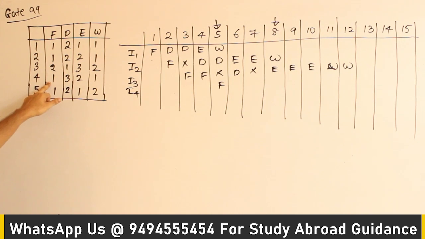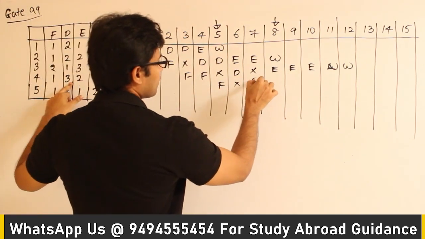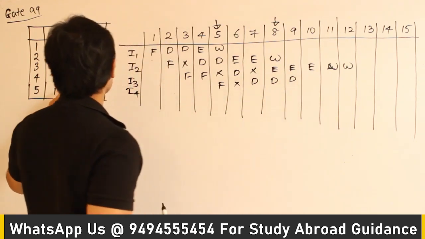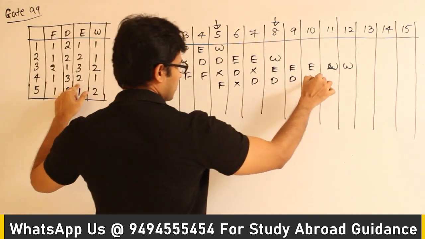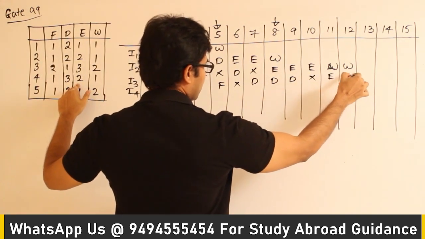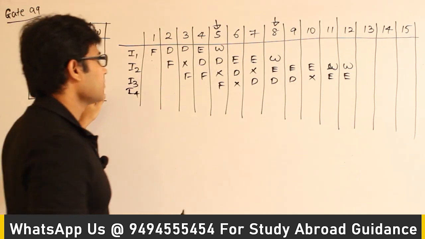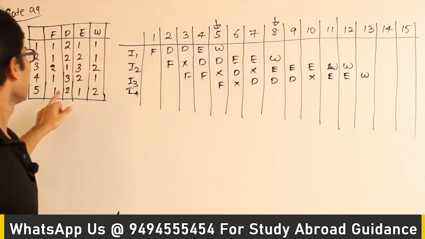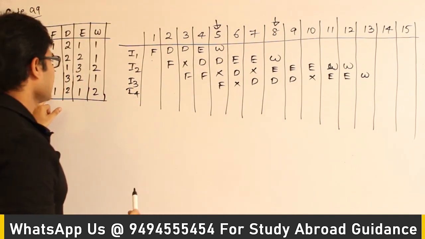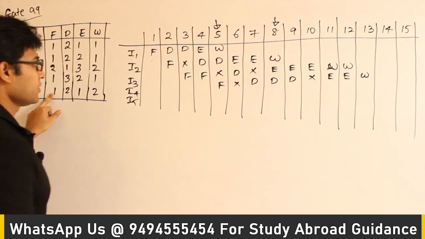And after fetch, decode is 3. I can't start decode here, so decode, decode, decode. And after decode, execute is 2. I can't start execution here, therefore execution is 2. And after execution is over, write back is 1, right?